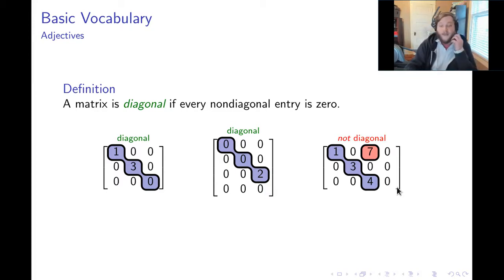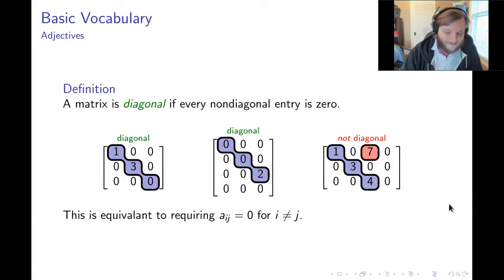It's worth noting that this third matrix is upper triangular because everything below the diagonal is equal to 0, but it's not lower triangular. And a more mathematical way to say that a matrix is called diagonal is to require that every ij entry is equal to 0 if the row index is not equal to the column index. So we'll find later in the course that diagonal matrices end up playing a very useful role in simplifying certain kinds of problems.